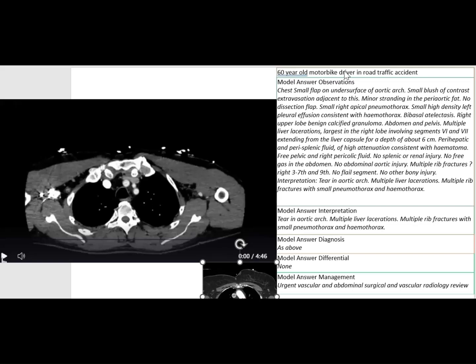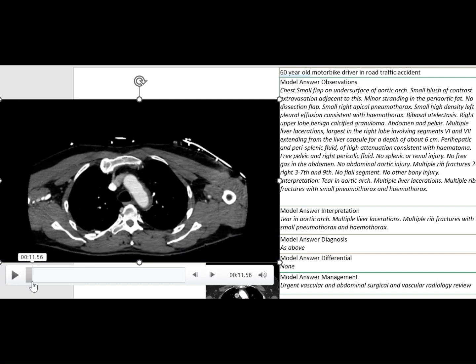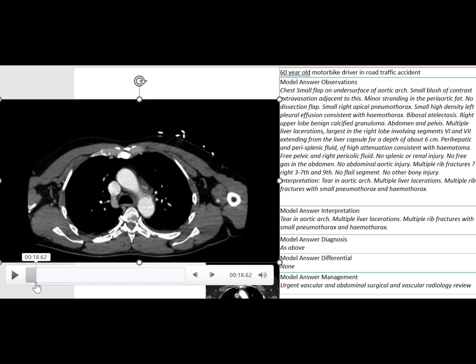A 60-year-old motorbike driver with road traffic accident, CT scan of the chest showing, can you see this? The black line here, the black line here in the lumen of the arch of the aorta.